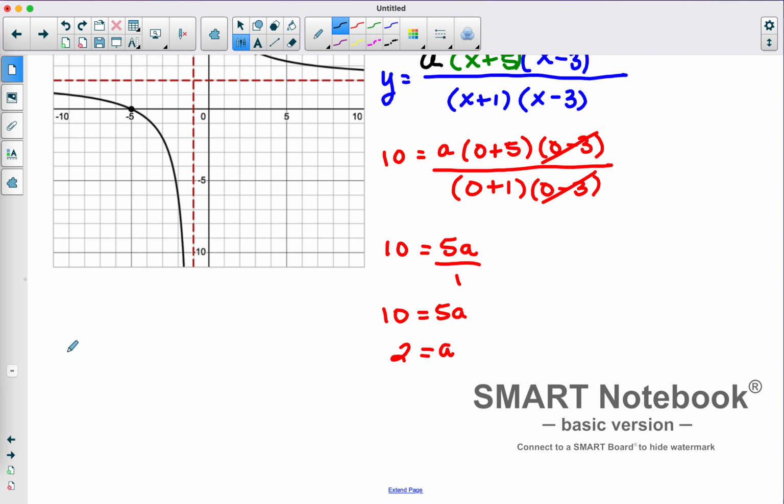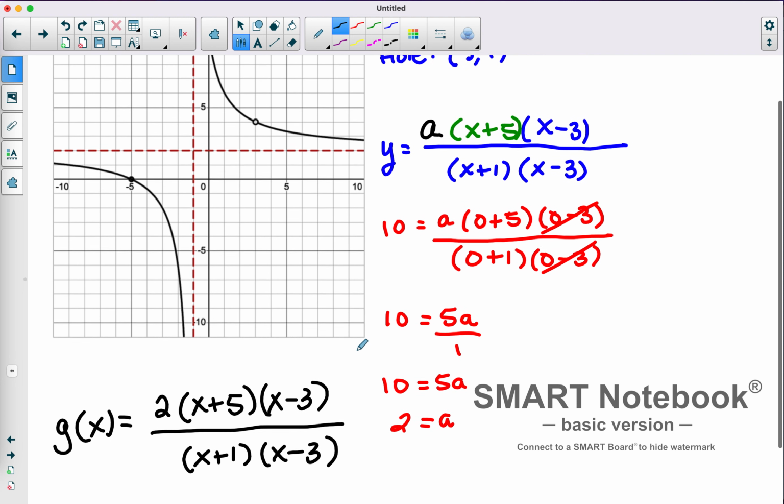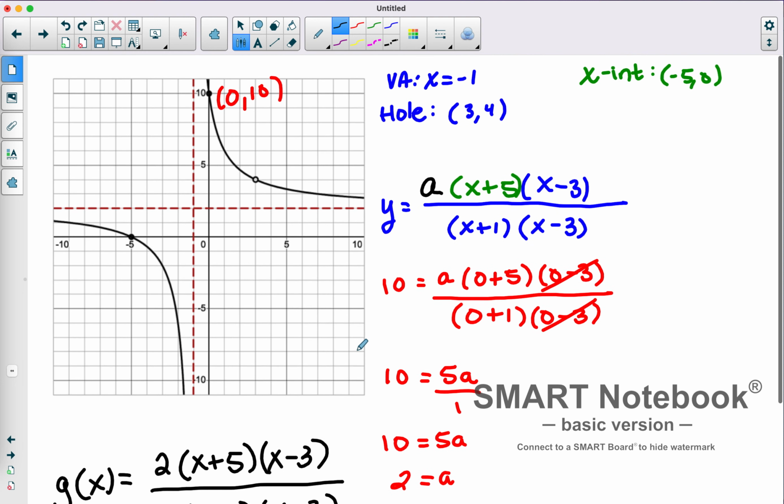Putting this all together, I have a function, I'll name this one g of x, is 2 times x plus 5, x minus 3, all in the numerator. And then we have x plus 1, x minus 3. We're not going to do any graph examples or writing the equation examples where we would have a slant asymptote. That's a much harder concept and really not important for us. We want to focus on just pulling out these key features that we can, like the asymptotes and the holes and the x-intercepts, and using those to form our equation.